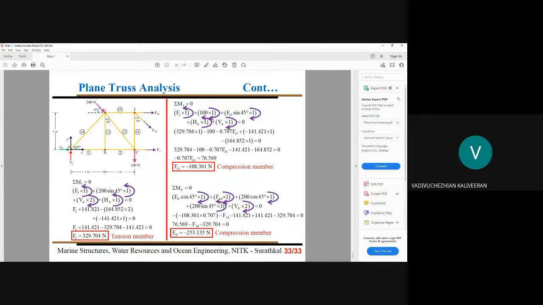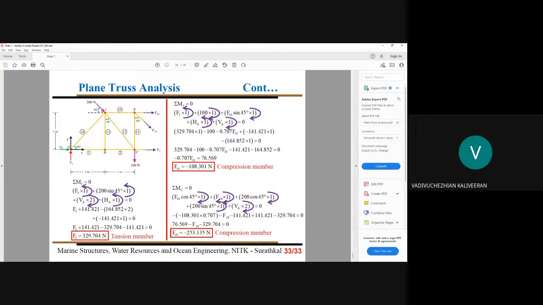When I consider point A, please note, F16 will be involved, and F10 will be involved again. When I consider point C also, again F16 and F10 are involved. So that's why I will start from this point I. When I consider this point I, F16 and F10 are eliminated. Now only F3 is involved.